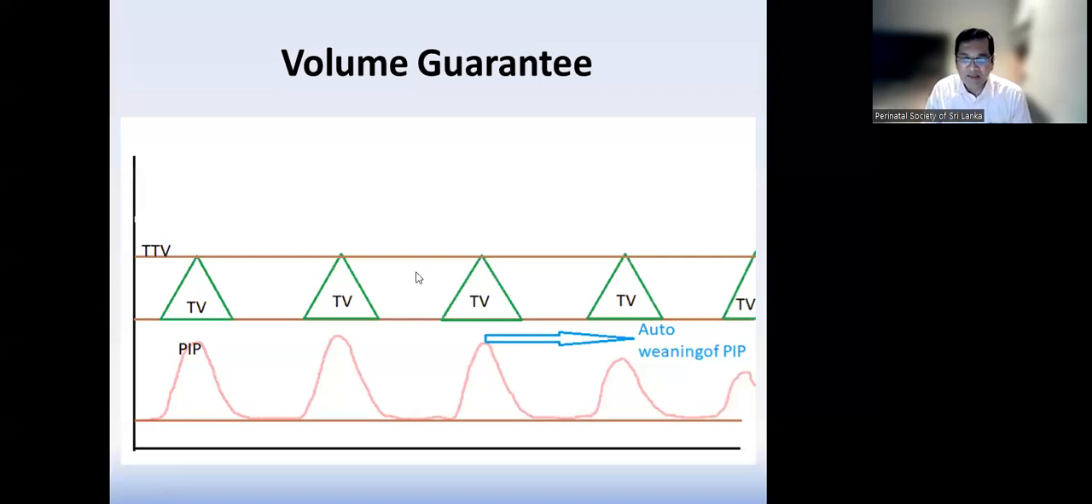That is less damage, and we are not delivering unnecessary volume and we are not using unnecessary pressures.